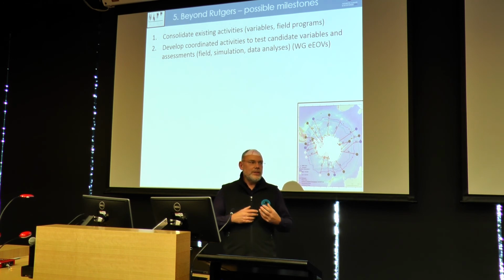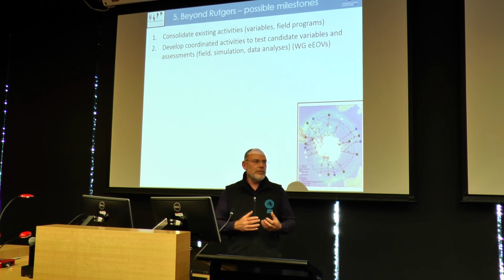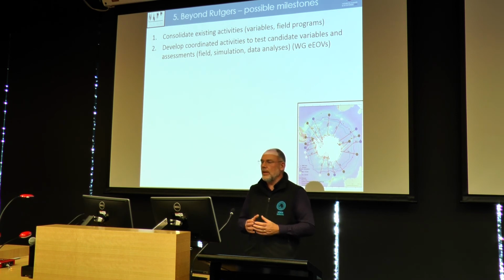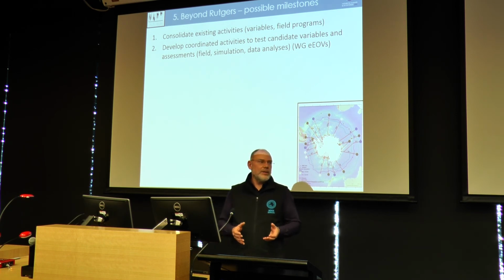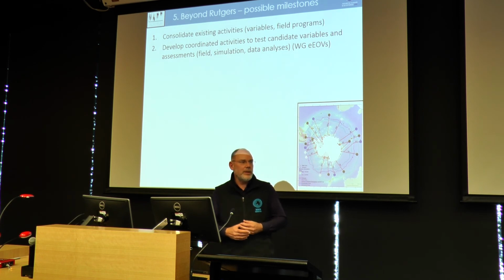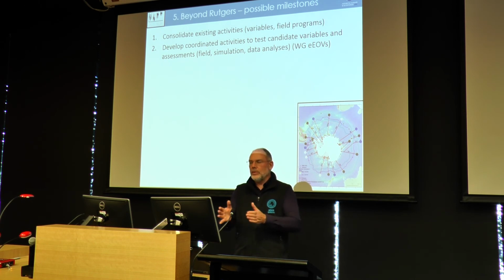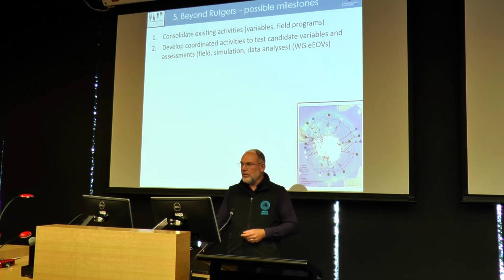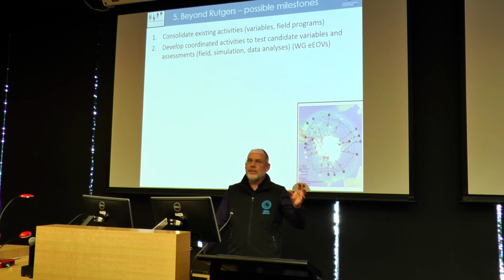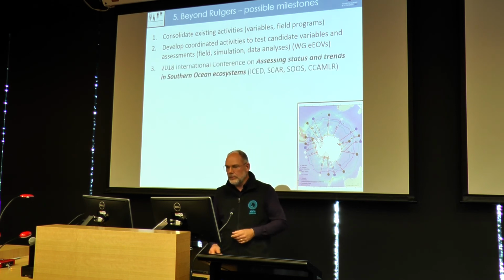We need to start to test some of these other variables that we know are important, that there's some experience in some locations about how to do it, but we don't yet have standards and protocols, and we haven't thought about how that would be implemented around Antarctica. So we need to develop some coordinated activities to test those variables and whether or not they could be used, using fieldwork, simulations, and also analyses. And I would suggest that a working group on ecosystem essential ocean variables could help make progress on that. So it's not to take all of the work, because the existing activities can already go through the process without having to go through a working group process.